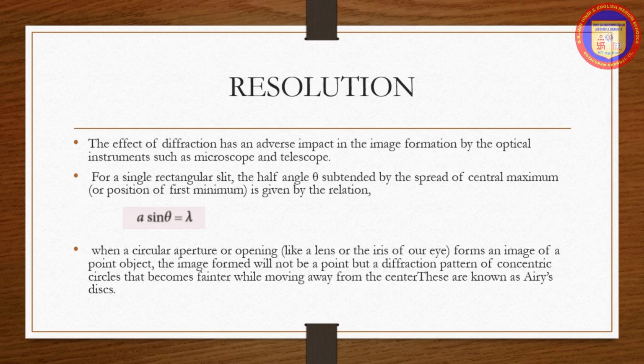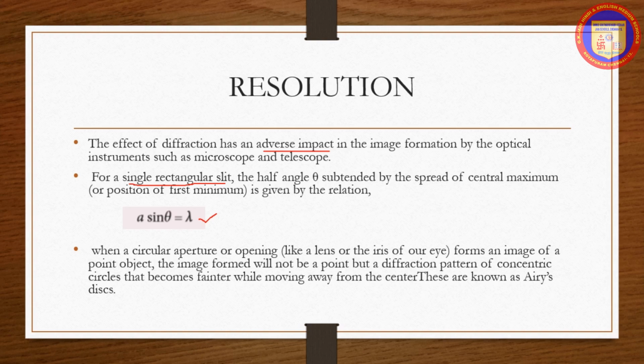The effect of diffraction has an adverse impact on the image formation by optical instruments such as the microscope and telescope. For a single rectangular slit, the half angle theta subtended by the spread of the central maximum is given by the relation sin theta is equal to lambda by a.